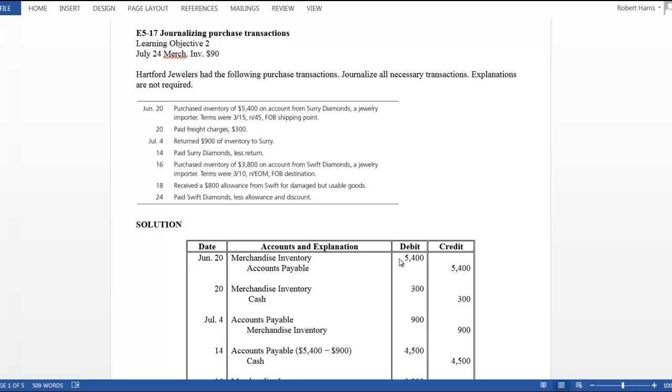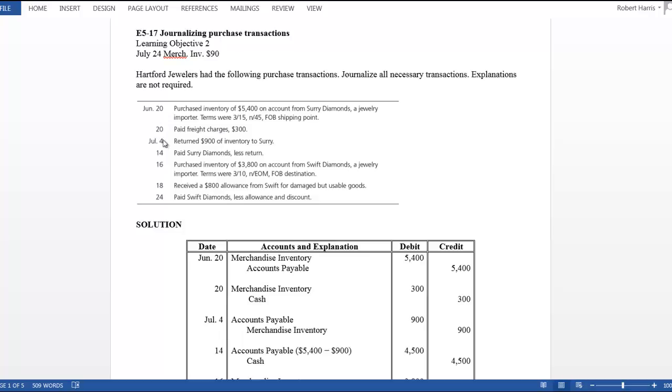So if we sold this inventory for $5,400 and we paid $5,400 for it, we would actually be losing money because of that $300 that we also had to pay for delivery. So instead of treating this as an expense, we treat it as part of the inventory. And remember that inventory is an asset as long as we have it, and once we sell it, it then becomes cost of goods sold. So these are the two entries that are necessary to purchase it and to pay for the freight.